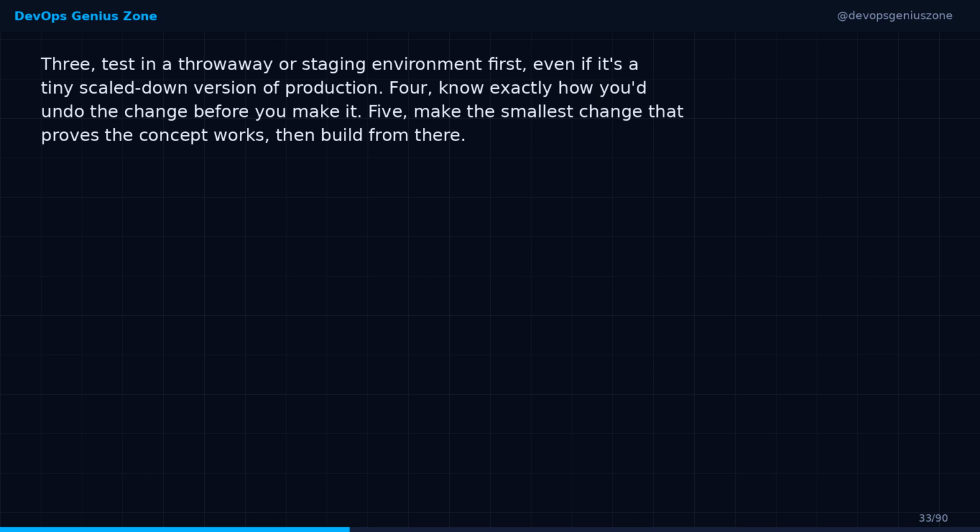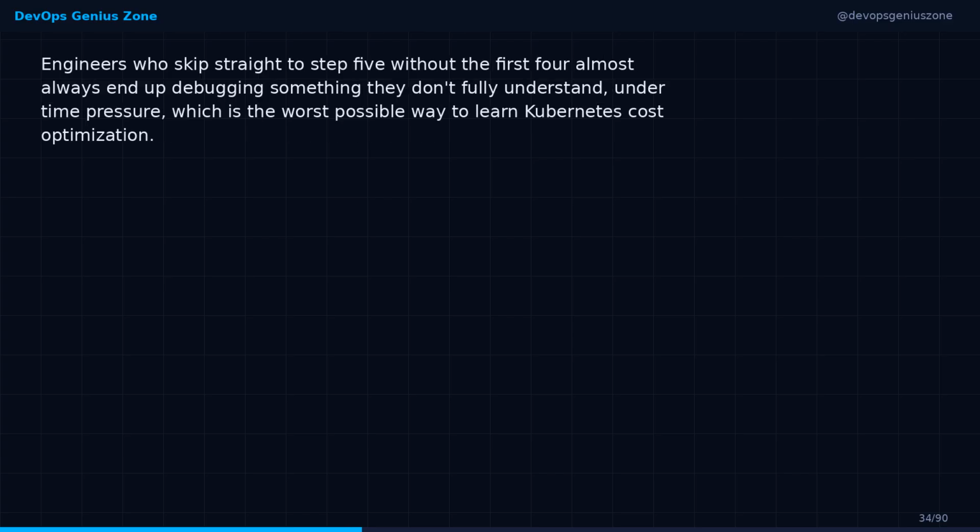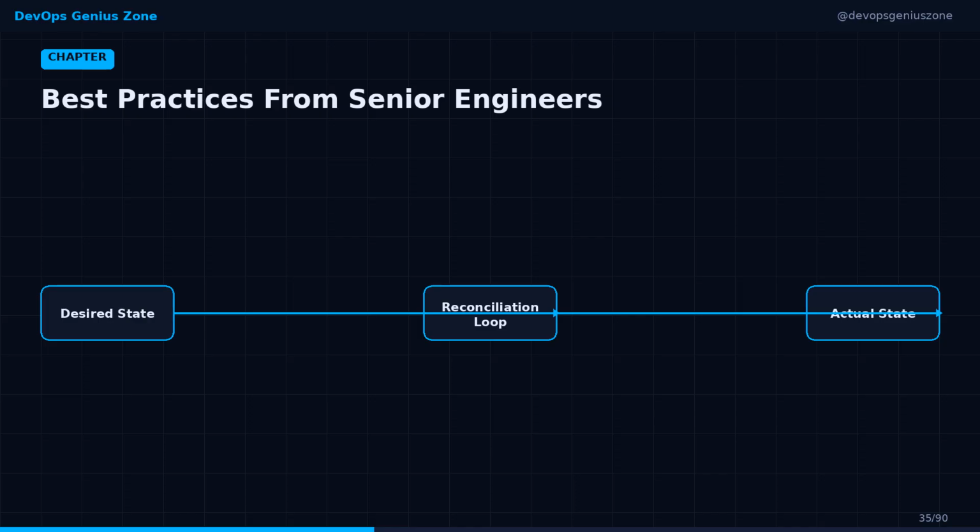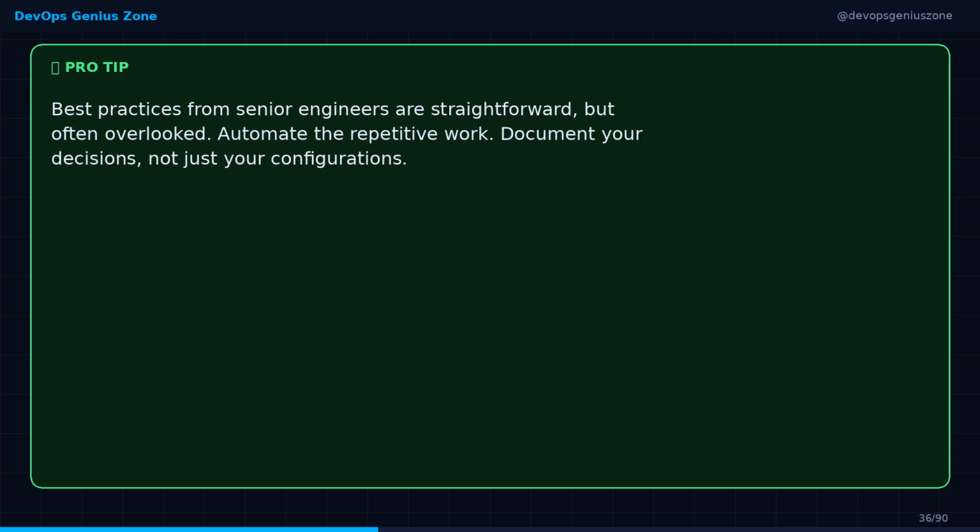Best practices from senior engineers are straightforward, but often overlooked. Automate the repetitive work. Document your decisions, not just your configurations. Test in staging before production. Monitor everything. And when something breaks, and it will, write a postmortem and learn from it. One of the most effective habits with Kubernetes cost optimization is to always ask, can I undo this in under a minute? If the answer is no, you need a better rollback plan. I also recommend setting up a dedicated runbooks repository with step-by-step recovery procedures for Kubernetes cost optimization specifically.